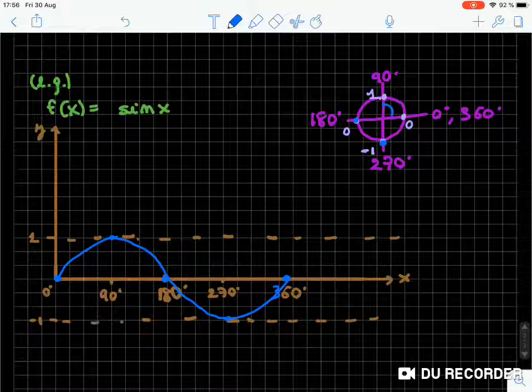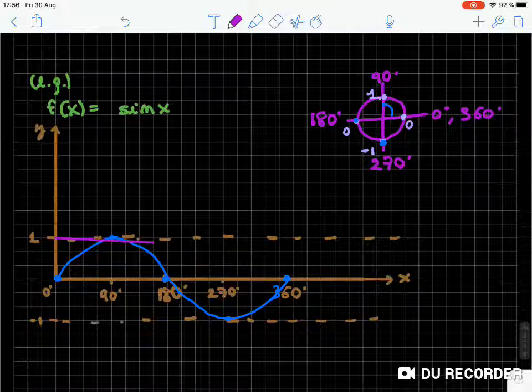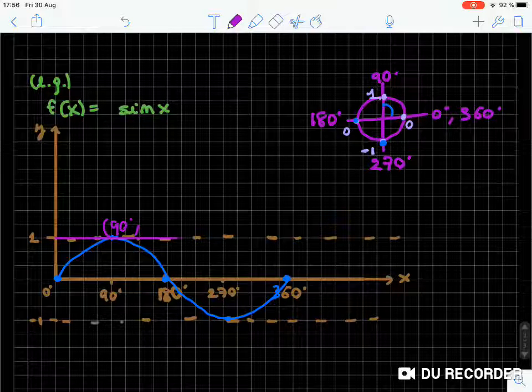Okay, so we'll look at this tangent for a second. As you can see, the gradient of this tangent at the point 90 degrees, where x is 90 and sine is 1, is actually 0, so the derivative should be 0. We're going to do this algebraically so that you see that it's going to be 0 algebraically as well.